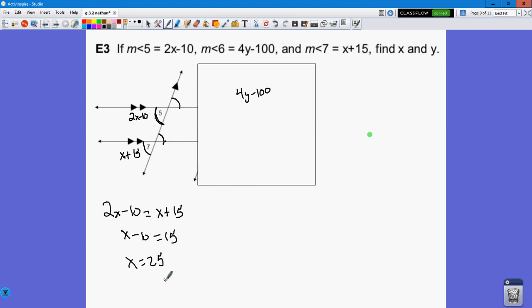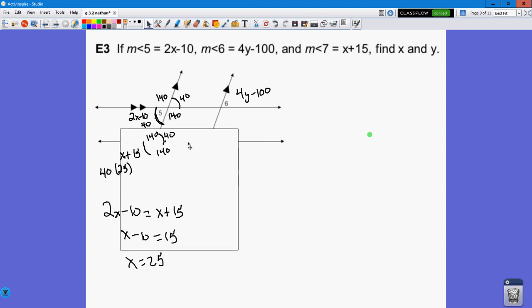Do yourself a favor. Put that back in the picture. This is 25, which means this angle is 40 degrees. That means all of these that I've marked are 40, and all the other ones that I hadn't marked are 140. Everybody with me?